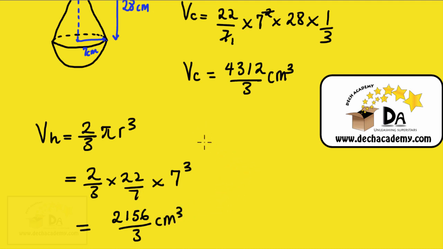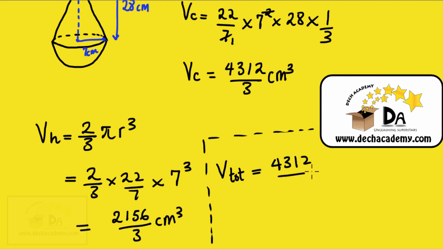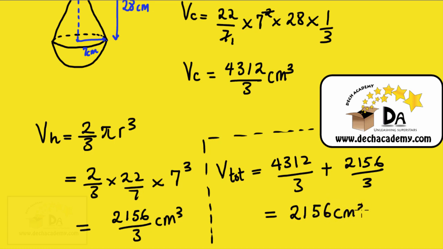Therefore, the total volume, the volume of the compound shape, so I'll call that V tot, is equal to the volume of the cone plus the volume of the hemisphere. This is equal to 2,156 centimeters cubed.